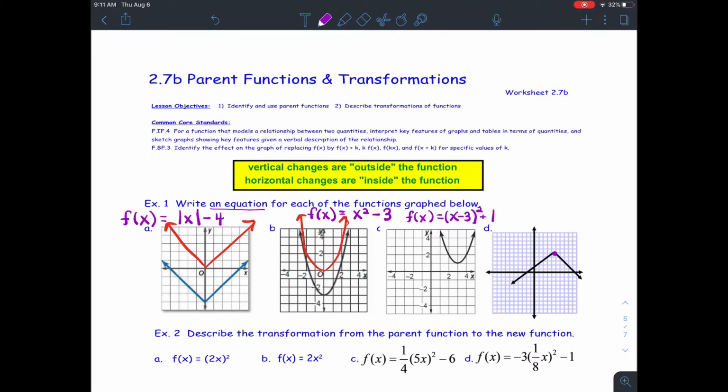Okay, example D. Okay, a lot happening on this graph. It might be a little bit hard actually to see where that vertex is. I'm going to call it right here. It looks like it went, wow, these boxes are small.